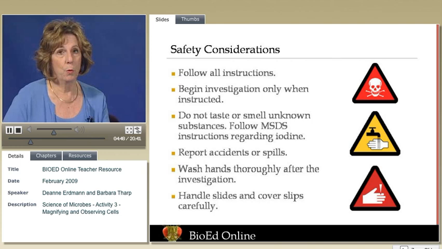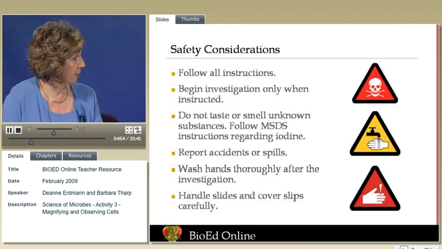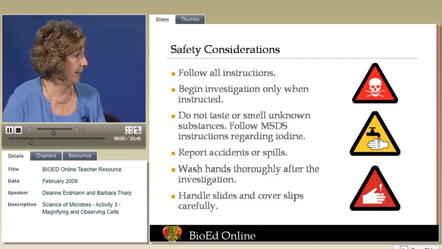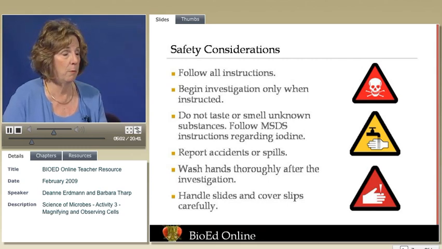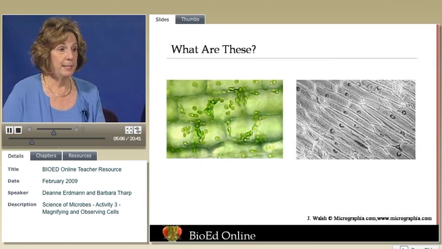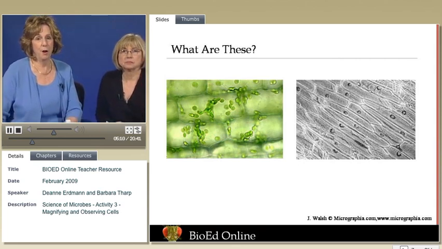But I will warn you that some people are very allergic to iodine. You've heard of sometimes people who can't eat shellfish, and that's a part of that iodine sensitivity. So if you do have anybody that has that sort of sensitivity, they would not want to be in contact with the iodine.